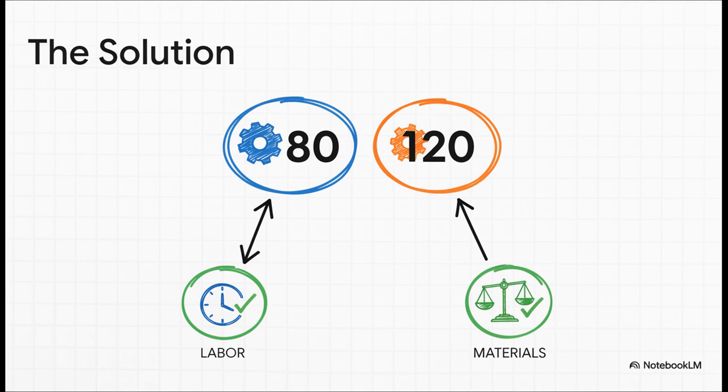Now for materials, 80 of A at 4 kilos each is 320 kilos. 120 of B at 2 kilos each is 240. Add those up, 320 plus 240 is 560 kilos. Perfect again. This is the one and only combination that results in 0 waste.